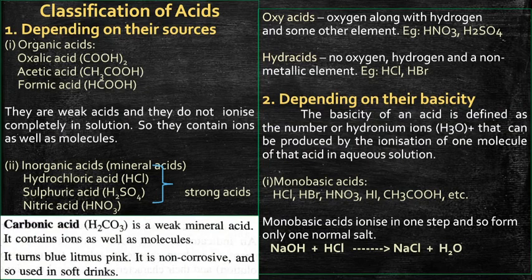Okay, then how do we classify acids? That is the classification of acids. Depending upon the sources from which we obtain the acids, they can generally be classified into two: organic acids and inorganic acids.